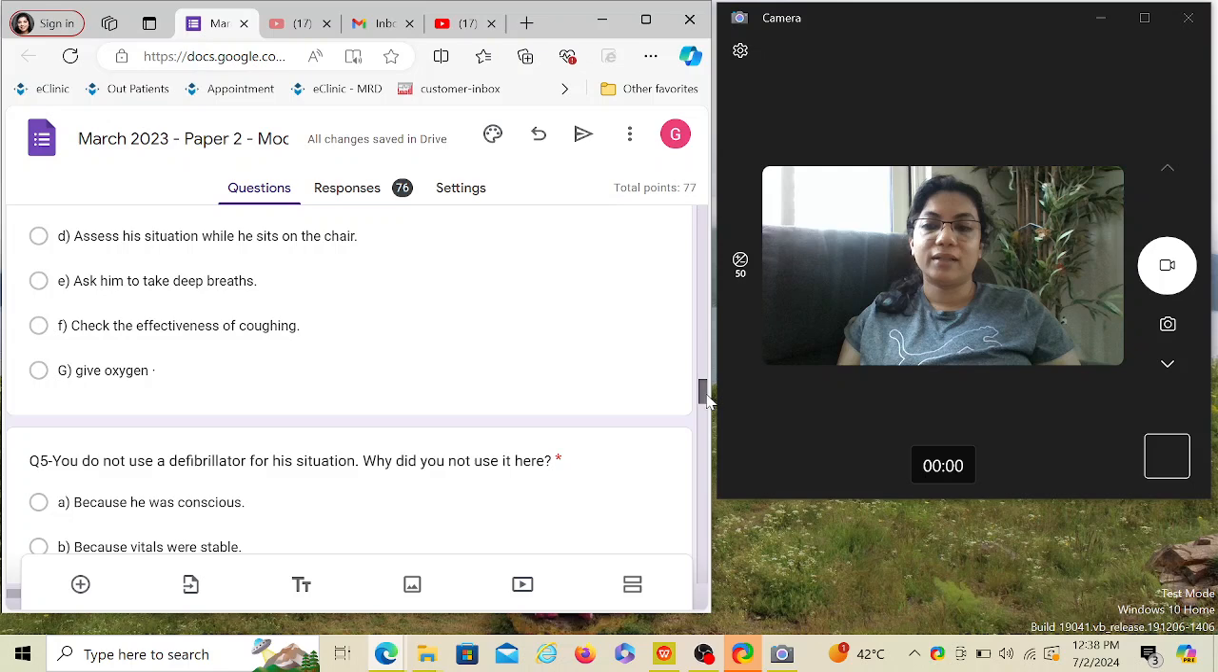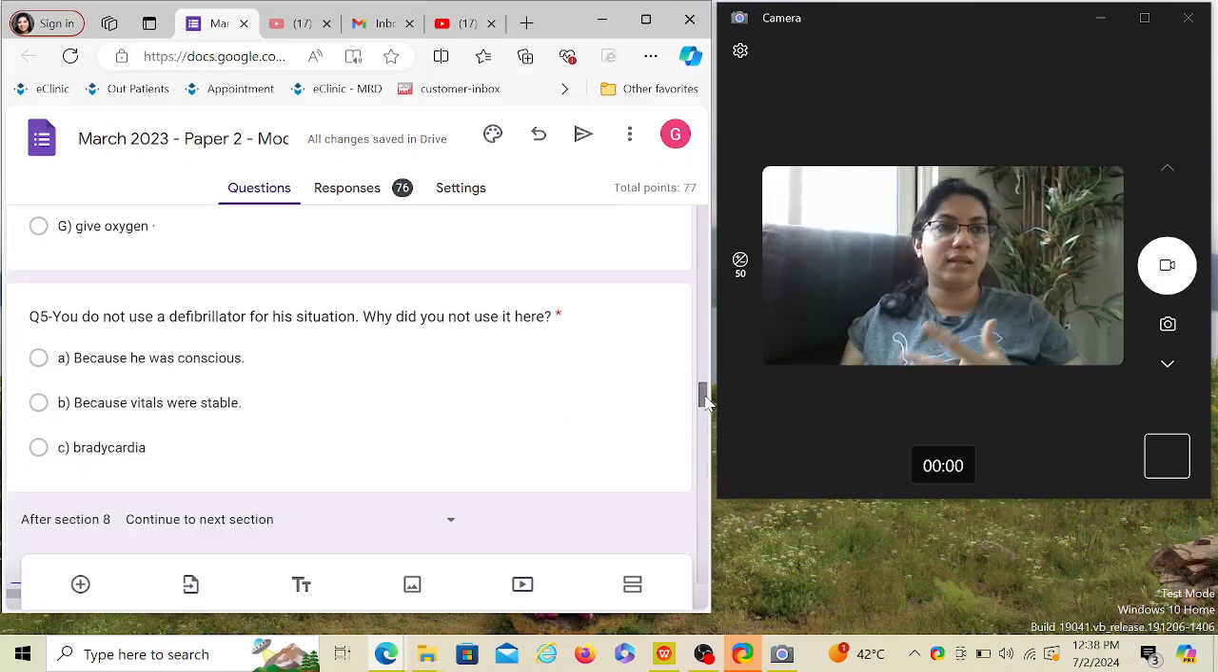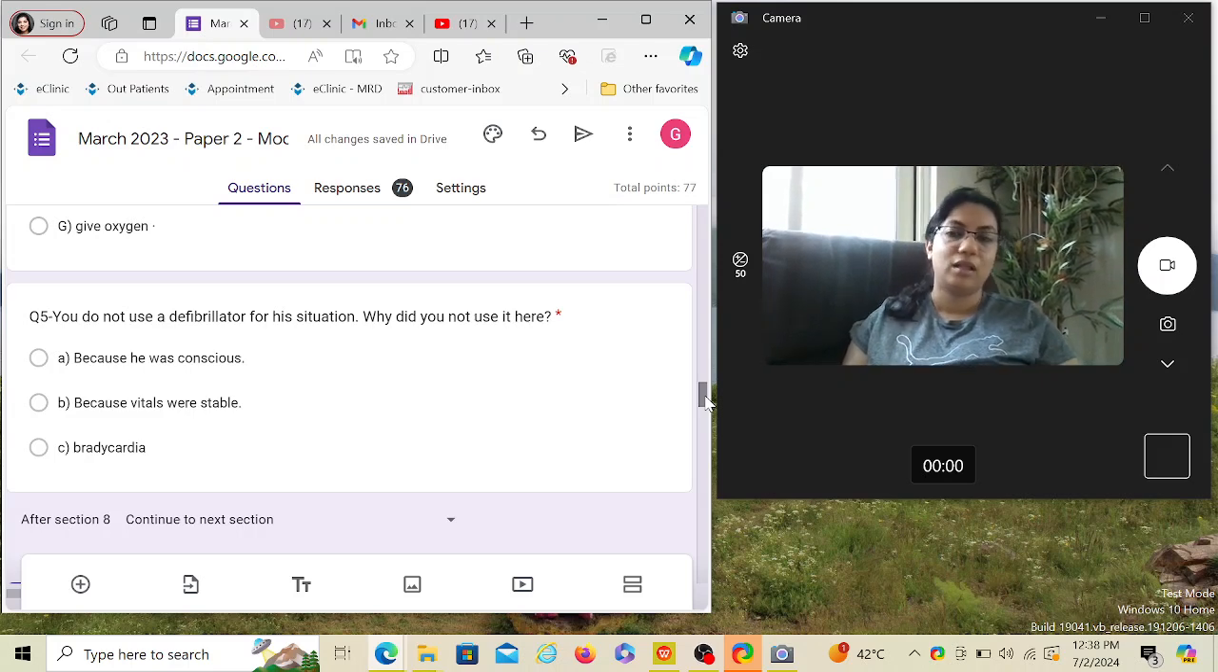Now, coming after that, if I'm already giving him oxygen and he's breathing in, and the question is not mentioning that he has collapsed, I'm not going to give him a defib because he is conscious.